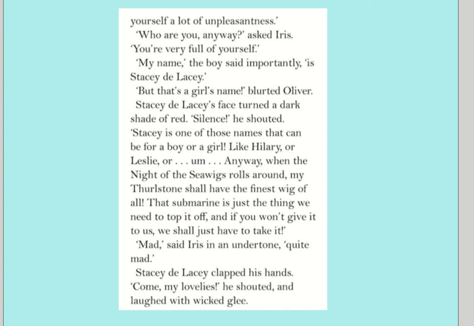"Who are you, anyway?" asked Iris. "You're very full of yourself." "My name," the boy said importantly, "is Stacey DeLacy." "But that's a girl's name," blurted Oliver. Stacey DeLacy's face turned a dark shade of red. "Silence!" he shouted. "Stacey is one of those names that can be for a boy or a girl, like Hilary or Leslie or, anyway, when the night of the Seawig rolls around, my Thurlestone should have the finest wig of all. That submarine is just the thing we need to top it off, and if you won't give it to us, we shall have to take it."